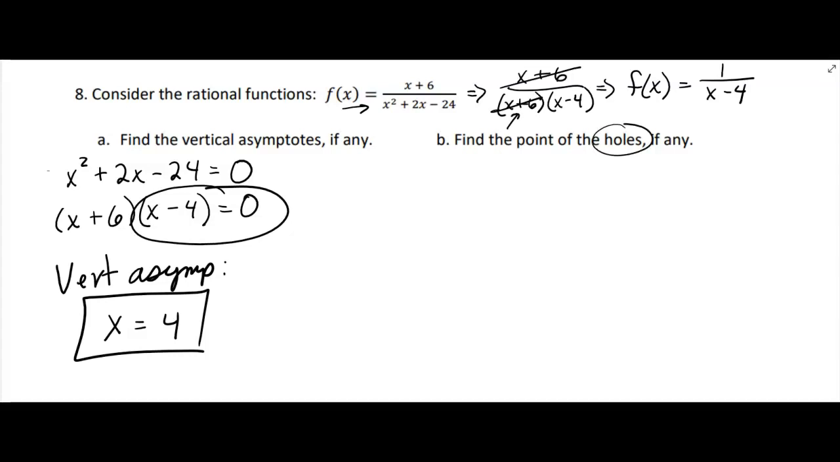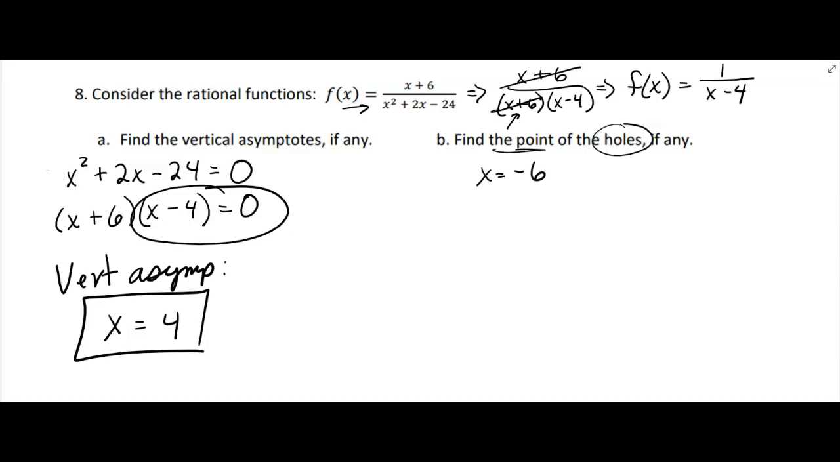So part B says find the point of the holes, if any. You could have more than one thing cancel, I guess. These are fairly simple rational functions, so that's probably only going to get one hole, but you could have more than one. So it says find the point of the holes, if any. So the point of the hole is going to be when x equals -6.